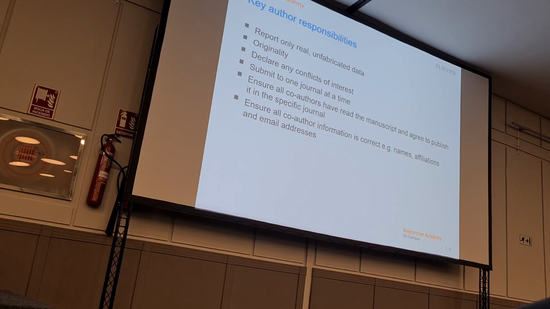So key author responsibilities are obviously reporting real, unfabricated data. Your paper needs to be original. You need to declare any conflicts of interest. That's very important. Like we said, submit to only one journal at a time. Make sure that all your co-authors have read the manuscript and that they agree that their names should be on the paper in that correct order and that they agree to publish in that specific journal that you are submitting to. And also make sure that all the co-author information is correct, like their names, are they spelled correctly, are the affiliations correct, and also the correct email addresses.